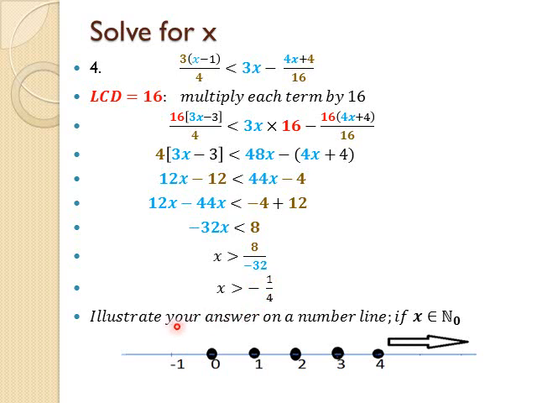Now they say illustrate your answer on a number line if x is an element of whole numbers. Whole numbers start at 0. So greater than negative a quarter can't include any negative values because they're not whole numbers. So I'm starting at 0, 1, 2, 3, 4, and it will continue 5, 6, 7 all the way to positive infinity. Right, as whole numbers.